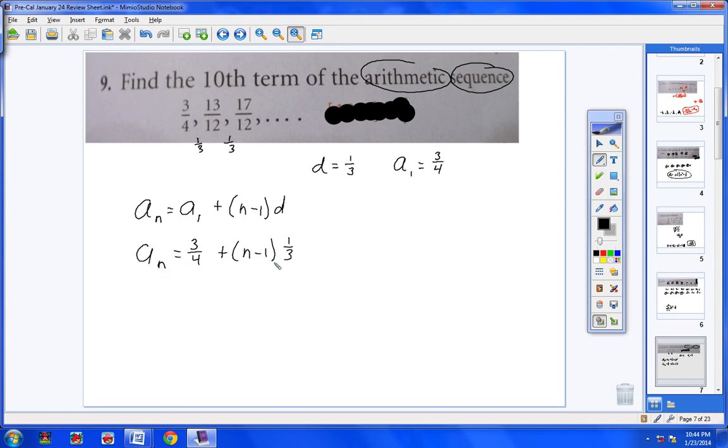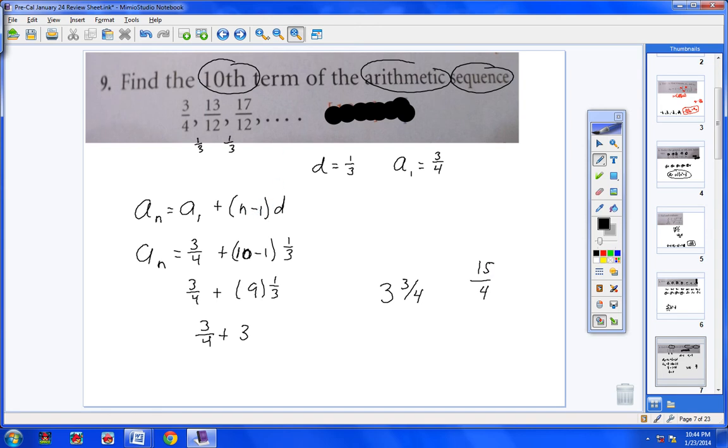And how is that helpful? Well, now that I have my nth term, if I want to find the 10th term, all that I do is I put 10 in for n right here, and I can find my 10th term. So this n right here is about ready to become a 10. And then 10 minus 1 is 9. So I have 9 times 1/3. Over here, bring down your 3/4 and your plus sign. And then remember, you don't add first, you would multiply first. So 3/4 plus 3, because 9 times 1/3 is 3, and 3/4 plus 3 is 3 and 3/4. That is a fine answer. Or 15 over 4 is also a good answer.